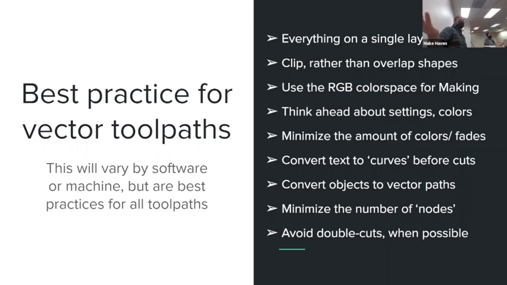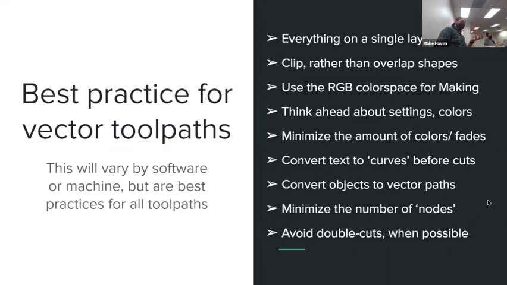Convert text to curves before you do any cutting. Text will be saved as a text object until you convert it to a curve and then a path. So text doesn't necessarily plop in as an easy cut. You have to do a couple of conversions for that. Convert objects to vector paths within Inkscape.